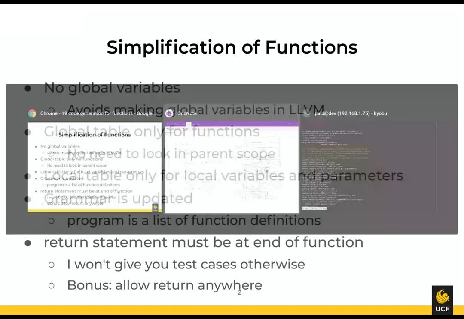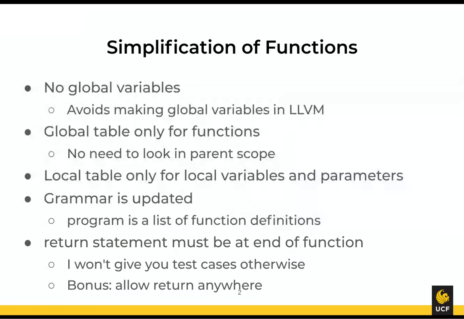So I updated the grammar. Another thing is I'm enforcing that the return statement has to be at the end of a function. That means I won't give you a test case where the return is somewhere inside of the function, because it makes it a little more complicated in LLVM. You can't just arbitrarily throw a return statement into LLVM and then have a branch after it. Return statements have to be the only thing at the end, before a label at the end of a block. So the return statement will always be at the end of a function. Trust me, that'll make it easier to generate the LLVM IR.